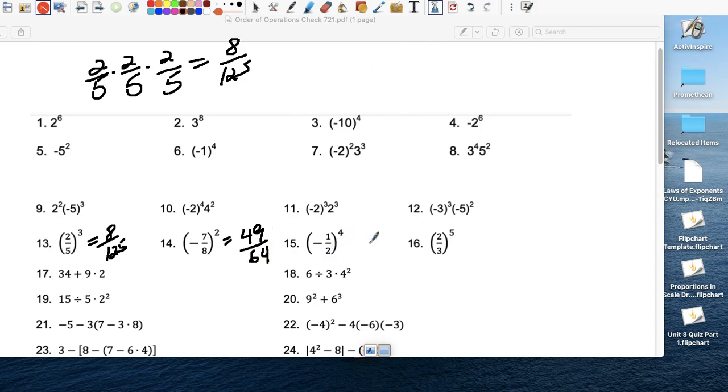Negative a half times negative a half times negative a half times negative a half. So it's an even number of negatives being multiplied, so my answer is going to be positive. On the numerator, I get 1 times 1 times 1 times 1, which is just 1.